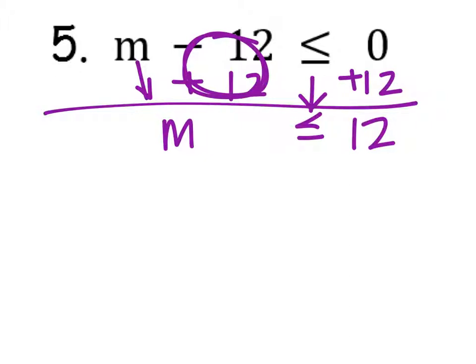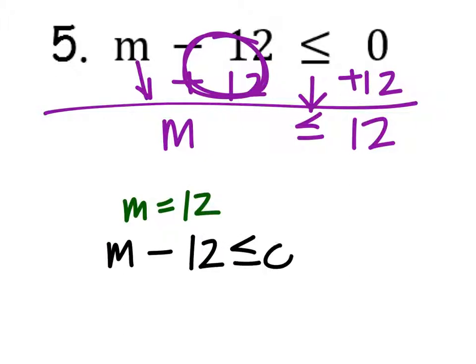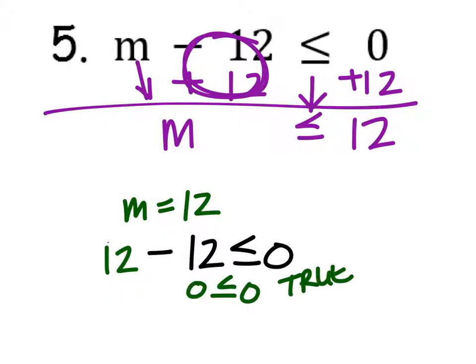What this means is that if I replaced m, if I said it were 12, into the original inequality, m minus 12 is less than or equal to 0, then m would equal 12, right? So that would give us 0 is less than or equal to 0, which is true. Not because it's less than 0, but because it's equal to 0.